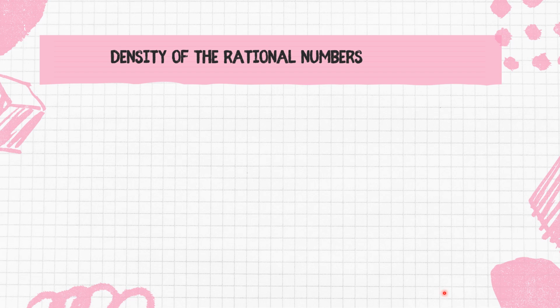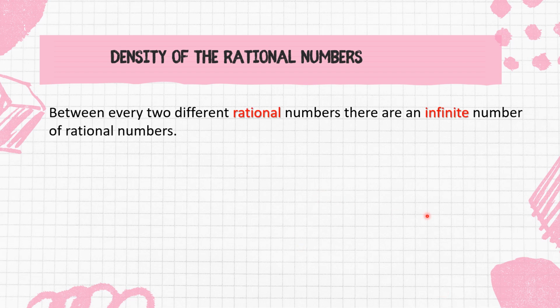This is a new idea, new concept. What is the density of the rational number? Between every two different rational numbers, there are an infinite number of rational numbers. This is the property of density. Okay, this is the property of density that tells us that between every two different rational numbers, there are an infinite number of rational numbers.